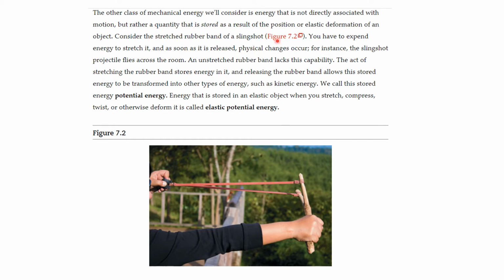So consider the stretched rubber band of a slingshot. You have to expend energy to stretch it, and as soon as it's stretched, physical changes occur, and the slingshot projectile could fly across the room. An unstretched rubber band lacks this capability, but the act of stretching it stores energy into it. Releasing the rubber band allows the stored energy to be transformed into other types of energy, such as kinetic energy. We call this stored energy potential energy. Energy that is stored in an elastic object when you stress, compress, twist, or otherwise deform it is called elastic potential energy, and this is an example of such elastic potential energy.